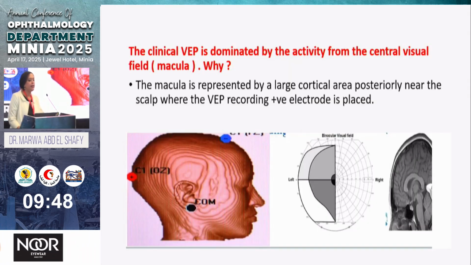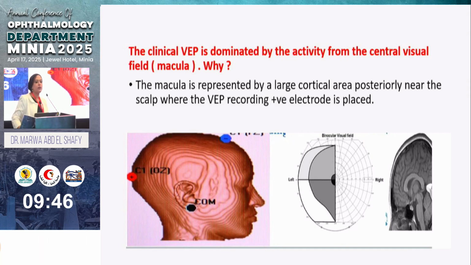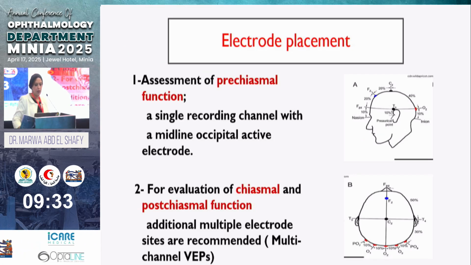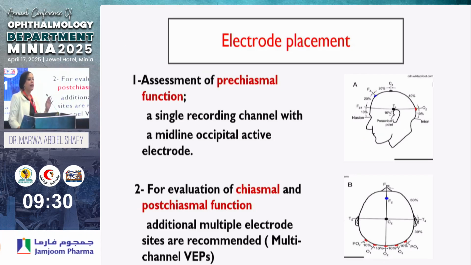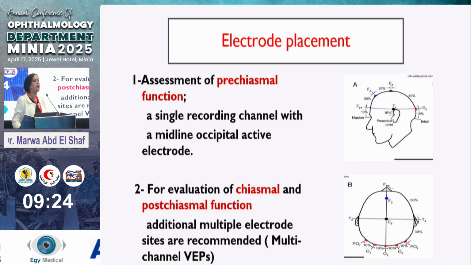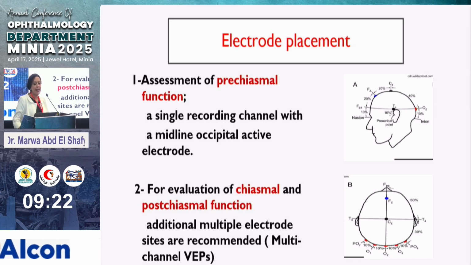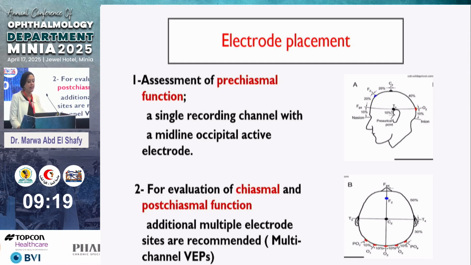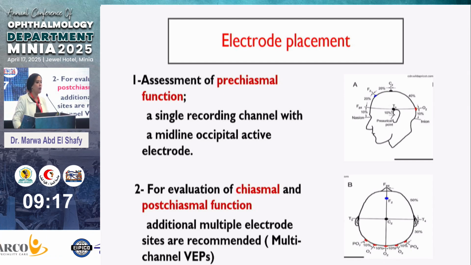The clinical VEP is mainly dominated by activity from the central visual field, the macula, and this is because the macula is represented by a large cortical area posteriorly near the scalp where the VEP positive electrodes are placed. When we need to assess the prechiasmal function, we use a single recording channel with midline occipital active electrode 2.5 centimeters above the inion. To assess chiasmal or post-chiasmal function, additional multiple electrode sites are recommended.